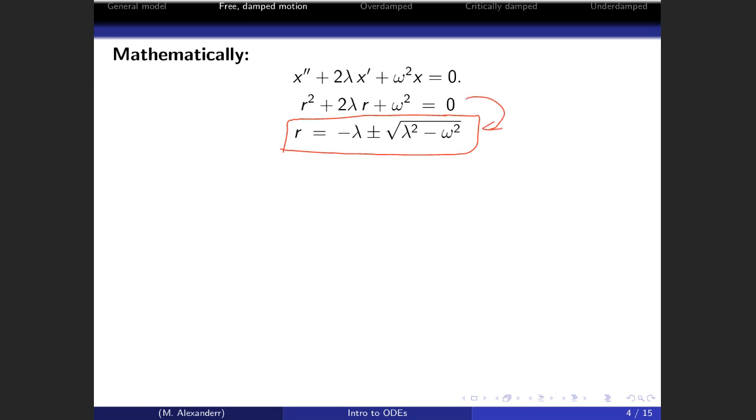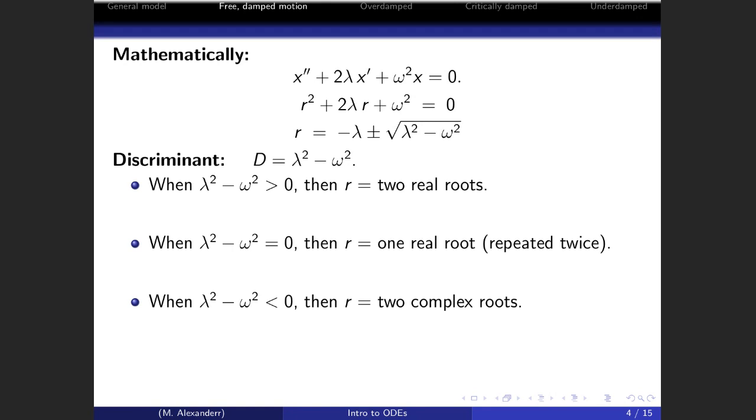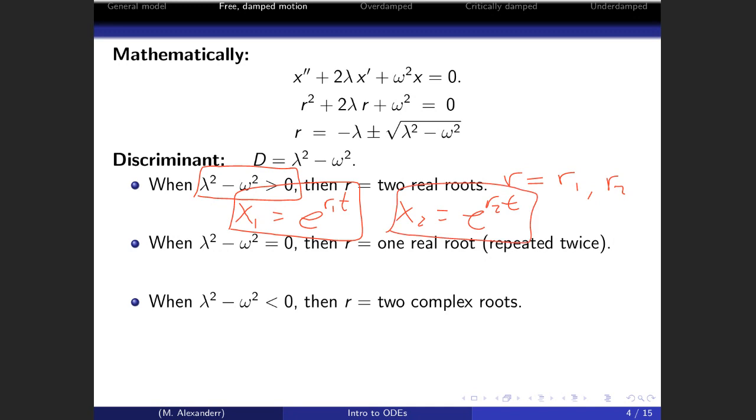But now, depending on what is inside the square root, we are going to get three different cases. Mathematically, we have the following three situations. Depending on the discriminant, if the discriminant is positive, then we are going to get two real roots for this r. That means we're going to get r1 and r2, two real numbers, and the solutions are x1 equals e to the r1 t, and the second solution is e to the r2 t. Those would be the solutions to our differential equation, or your linearly independent solutions.